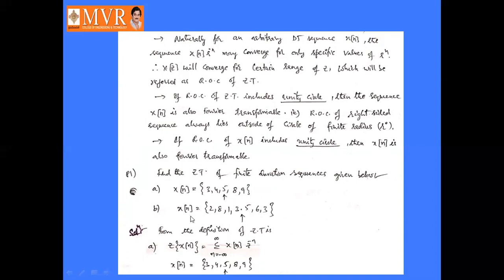Right? Similarly, for the second problem also, here x of 0 is 3.5. x of minus 1 is 1. x of minus 2 is 8. x of minus 3 is 2. Here x of 1 is 8 and x of 2 is 3. Right? So these are the two sequences given.